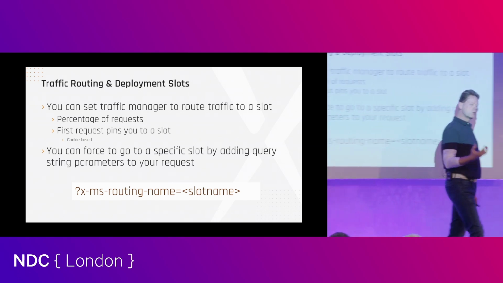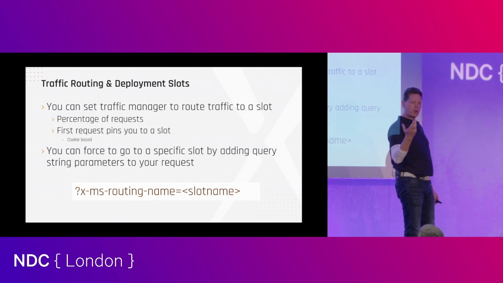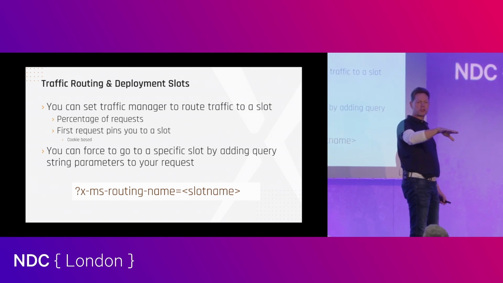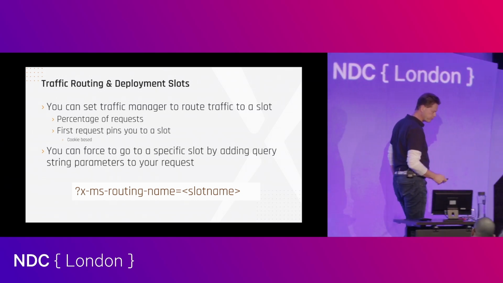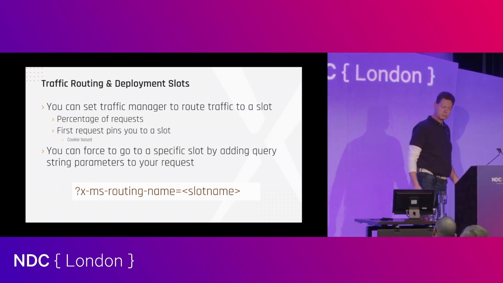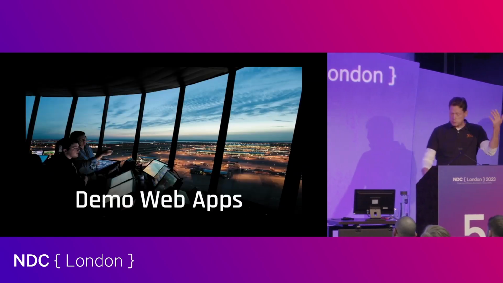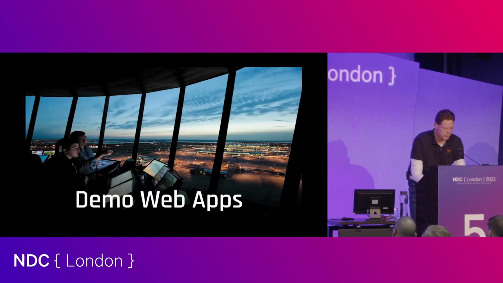Now, the moment you would take out that version or that slot, it will just revert to production, so that it will then get rid of that instance of that version. Make sense? Okay, good. Let me show you web apps in action just very shortly.